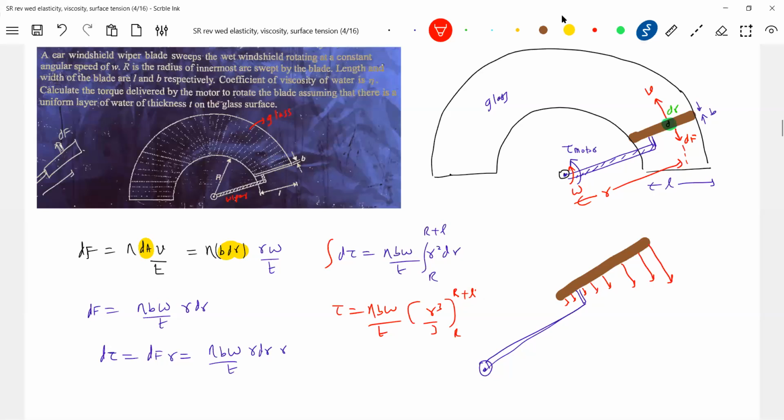Any other ideas they may bring? So what should be the torque due to the motor? It should be equal and opposite to this particular value. Torque due to the motor should be equal to this one.